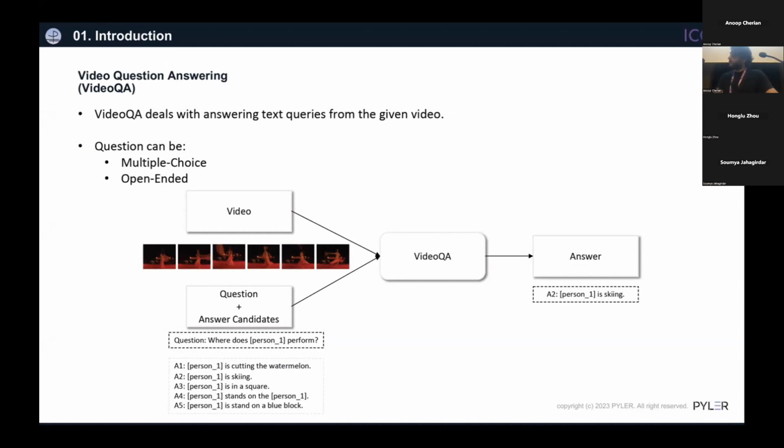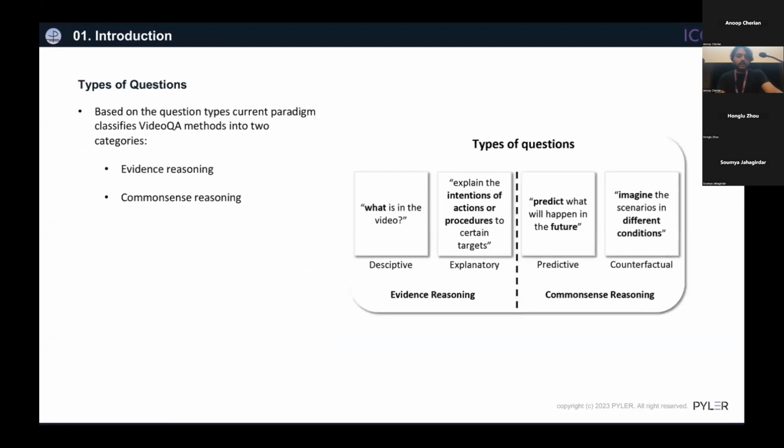So we have a video, and in some cases we have answer candidates and in some cases it's just open-ended. As discussed previously, there are some questions which are counterfactual or predictive. These are much more challenging as compared to the evidence reasoning type questions, which really focus on what is in the video or why someone did some action.